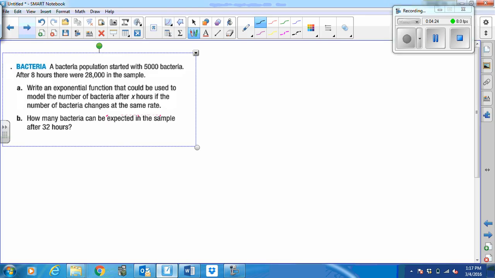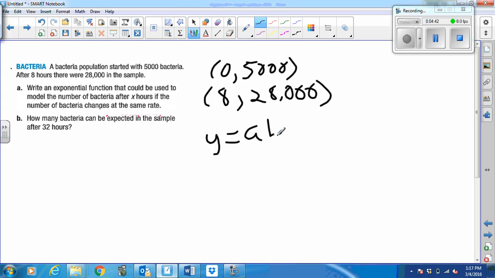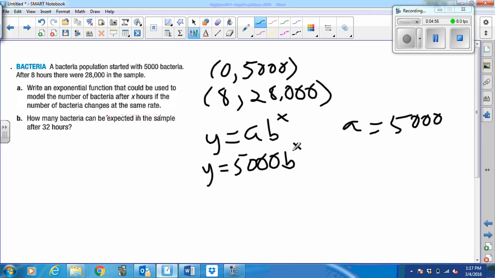All right, here a bacteria population started with 5,000 bacteria. So when 0 time had passed, you had 5,000 bacteria. After 8 hours, there were 28,000 bacteria. And we're looking at y equals a times b to the x. Well, we know in this case that a is equal to 5,000 because that's our initial value. So we already know that y equals 5,000 times b to the x.